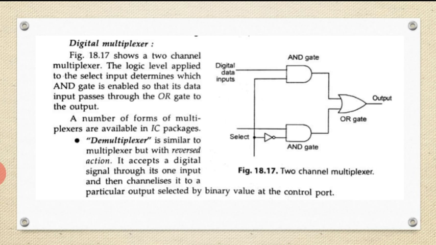If you look at this, two AND gates and one OR gate are used. So it is a two channel multiplexer, because here we can give two digital data inputs. Two AND gates and one OR gate are used. The logic level applied to the select input determines which AND gate is enabled, so that its data input passes through the OR gate to the output.